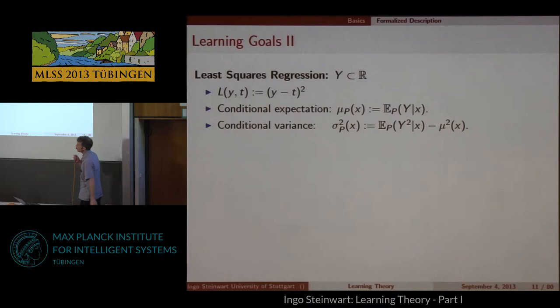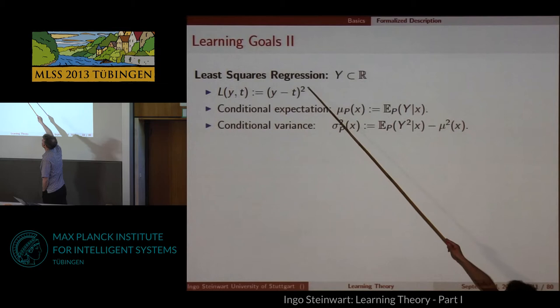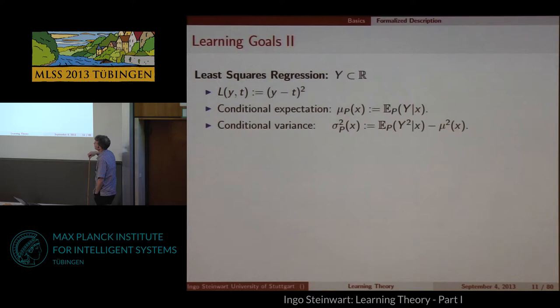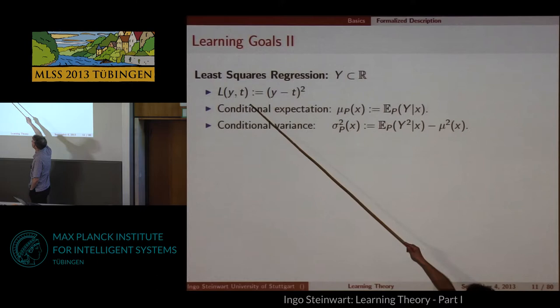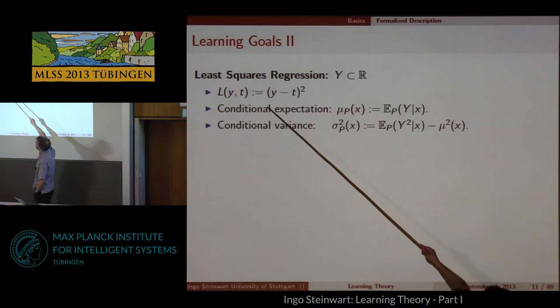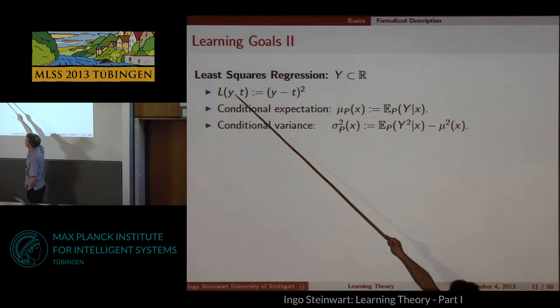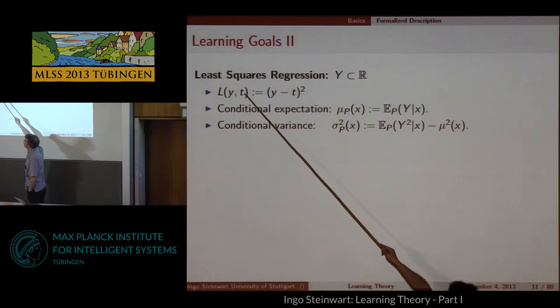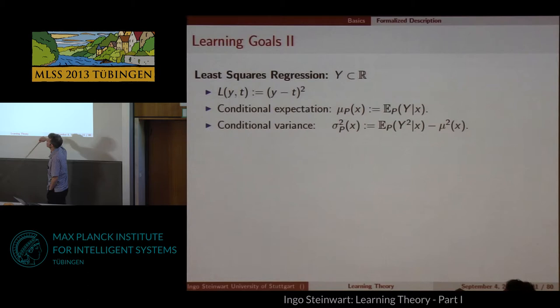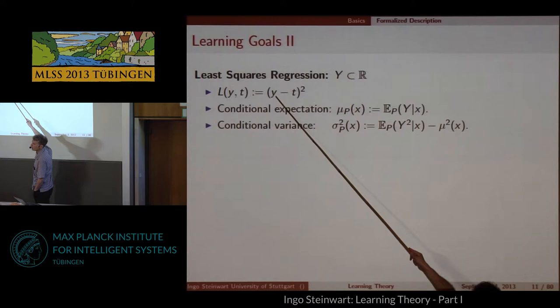The second example is a regression example. And this is probably the most fundamental estimation problem in statistics, least squares regression, which is basically about estimating the mean, as we will see. So we consider the loss function, which again ignores spatial information. And if we observe a label y and predict it by t, we take the difference and square it. So this value is small if t is close to y, and it's large if t and y are significantly different.